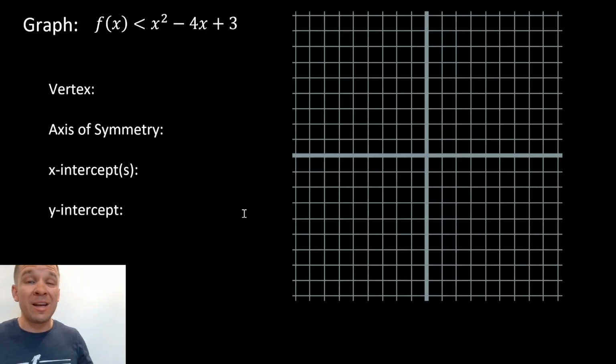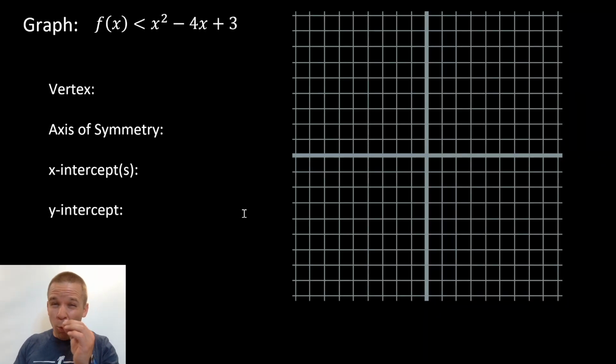What's happening, dogs? Mr. Allen here, and we are about to graph a quadratic inequality. Say what? Oh, it's going to be dope. All right, get your coloring pencils ready, because we're going to be doing some shading with this one. All right, let's get after it.